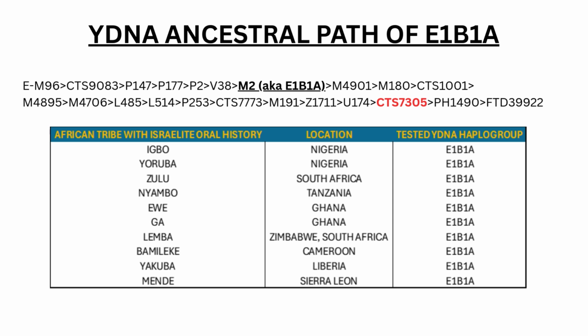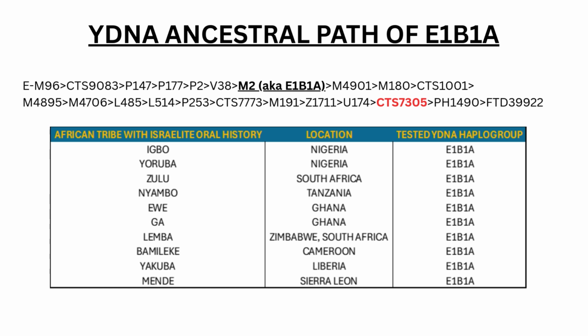Here, what I'm showing is the ancestral path going from haplogroup E to E1B1A, and then downstream of E1B1A for my own YDNA haplogroup. So I'm E1B1A, but specifically these subclades downstream of E1B1A.